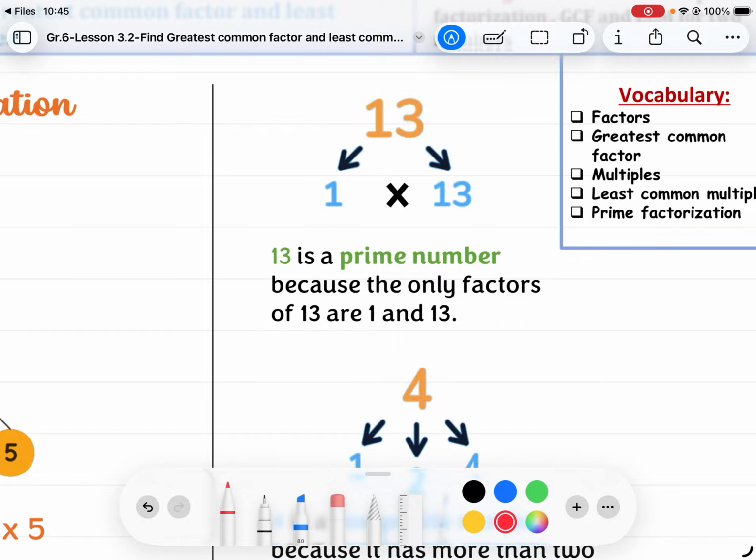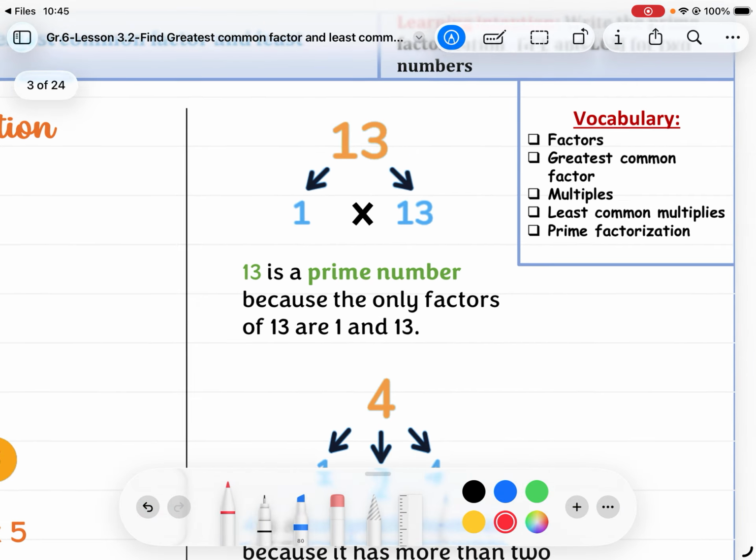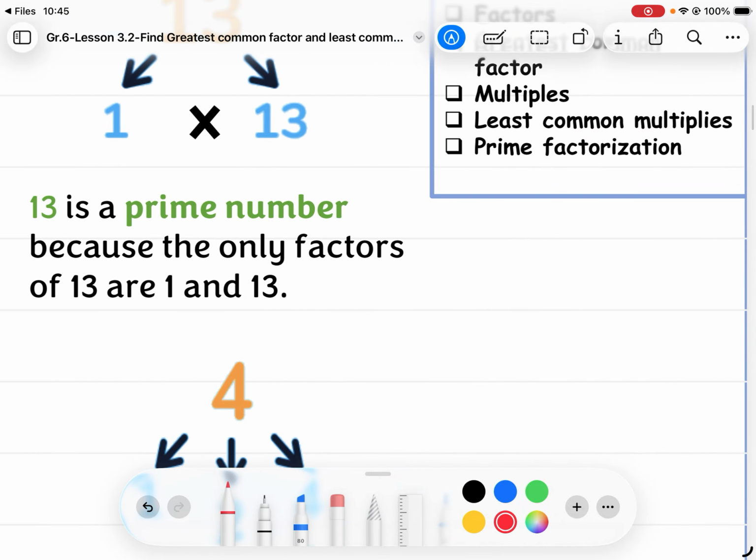Again, why do we call 13 a prime number? Because it has only two factors, 1 and itself. On the other hand, for example, if I want to find the prime factors for 5, it's the same thing. When I think of two factors that, when I multiply, will give me 5, I only have 1 and 5.